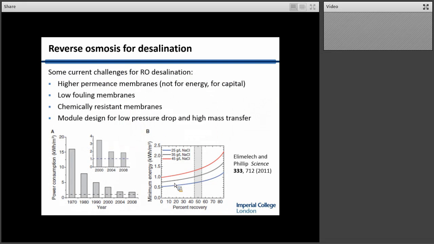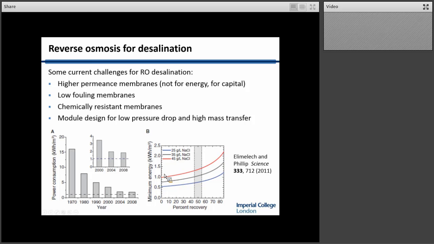And if you look at the state of the art in desalination, I think the current challenges for reverse osmosis desalination, very simply put, are here. So one thing people are looking at is higher permeance membranes. In other words, getting more flow through a given membrane area. Now, there's some confusion around this because some people think that if they have higher permeance membranes, it's going to reduce the amount of energy that we need for desalination. There's a very good paper in Science from the Elimelech group at Yale which points out that isn't going to happen.